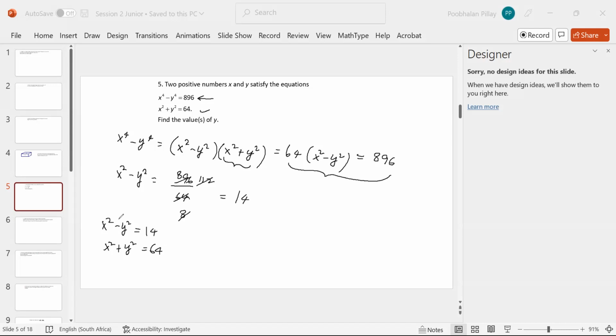All right, so now you've got x squared minus y squared is 14, x squared plus y squared is 64, and you want to know the value of y. So what you have to do is eliminate the x squared from this. You can do this in two ways. You can subtract these two, and then the x squared minus x squared will go away. So you don't have any x squared. When you subtract these two, I just want to create some space here.